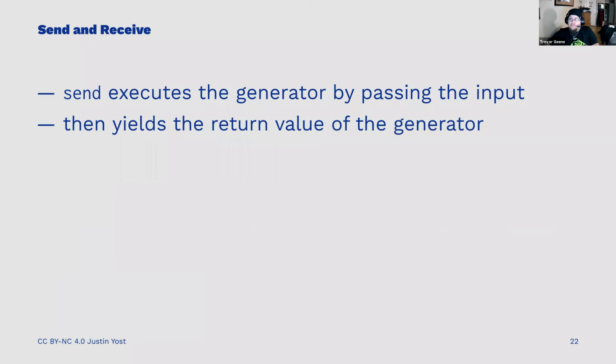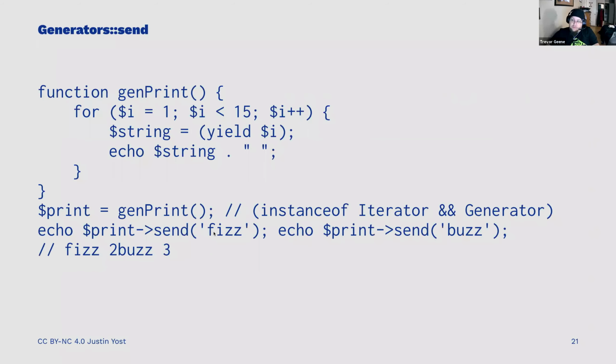Okay, so send and receive. Send executes the generator by passing the input in, then yields the return value of the generator, right? That's what we can see here. Send tells it to kick off the generator, push the value into the first yield that you see, continue on until you get to the next yield, return that value back, and then pause the execution of the generator.